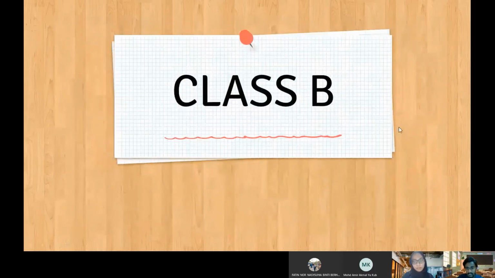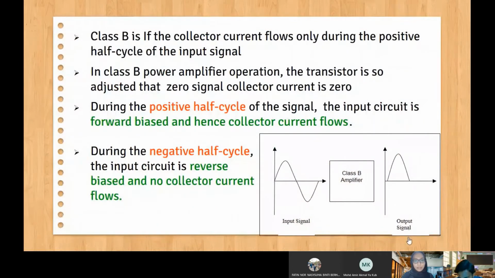Okay, for class B, if the collector current flows only during the positive half cycle of the input signal, it is called class B. In class B power amplifier operation, the transistor is adjusted so that the zero signal collector current is zero. During the positive half cycle, from the figure, we can see that the input circuit is forward biased and hence the collector current flows. But during the negative half cycle, the input circuit is reverse biased and no collector current flows.